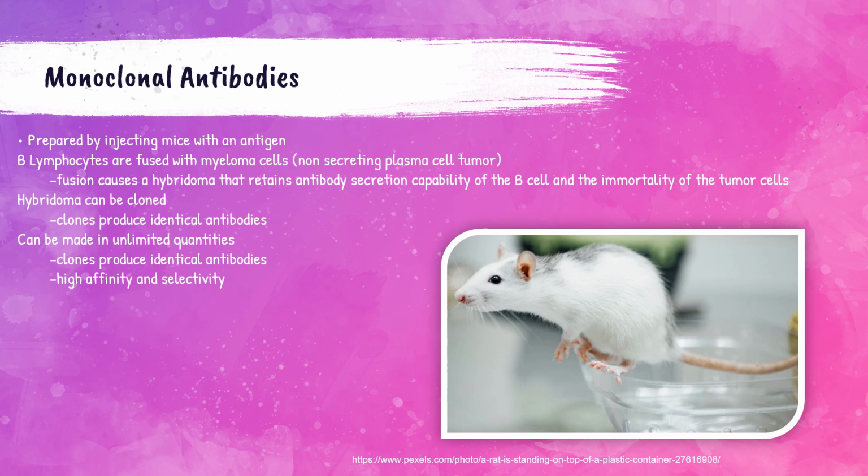The main advantages of monoclonal antibodies are that they are highly homogeneous, meaning they are the same. They are highly specific and of course can be made in very large quantities. Rabbits can be used for monoclonal antibody production, but the ones generated using mice are most common.